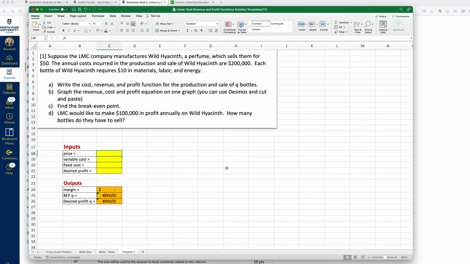You can make your Desmos graph. You can find the break-even point. Well, gee whiz, it's going to print out here once we put the right numbers in. And if you want to make $100,000 in profit, put $100,000 there, and it will tell you the quantity you need to make $100,000 annually.